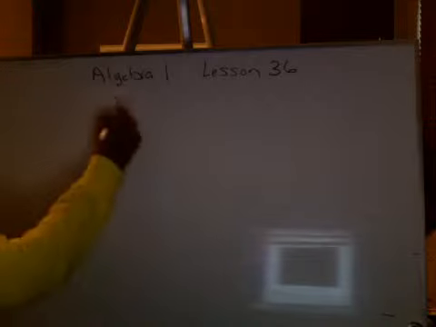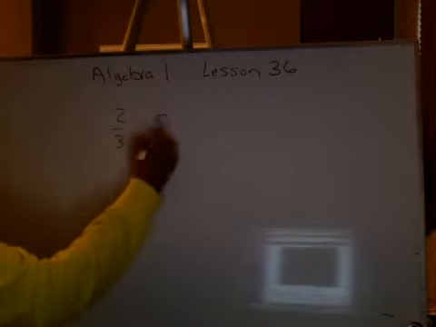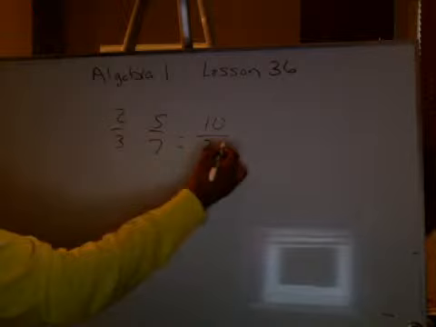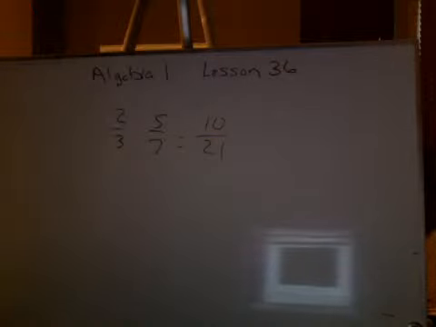Okay, this is Algebra 1, Lesson 36. We're going to talk about fractions. If we multiply fractions, 2 over 3 times 5 over 7, we simply multiply the numerator times the numerator and the denominator times the denominator. And then we simplify if we can.